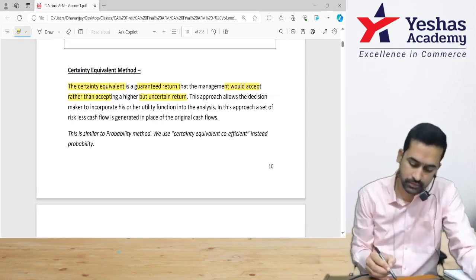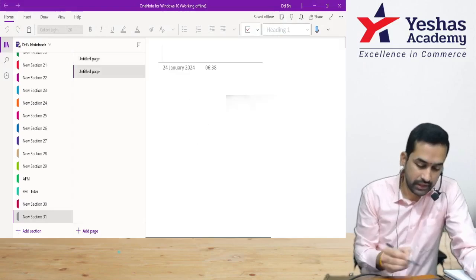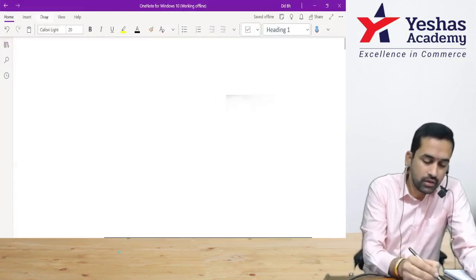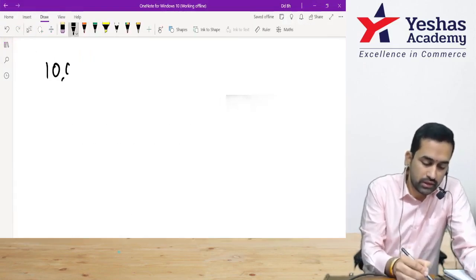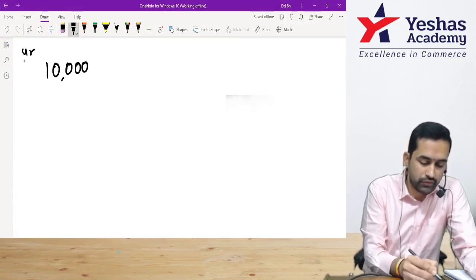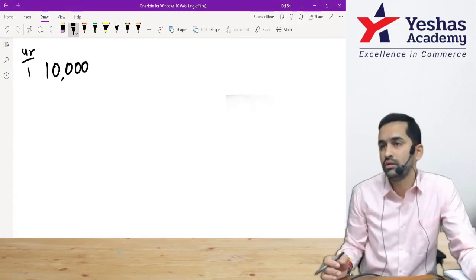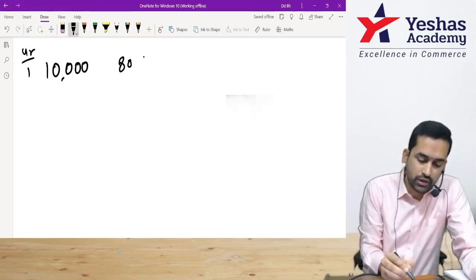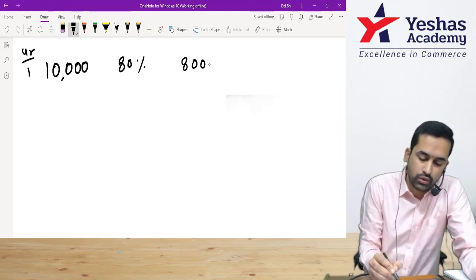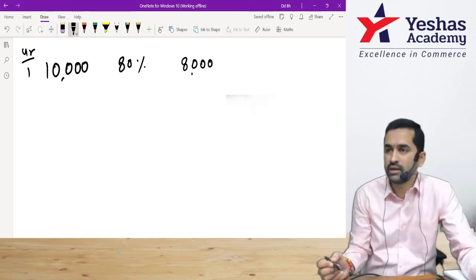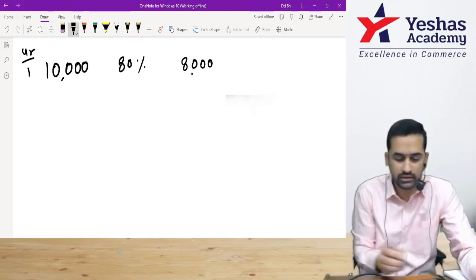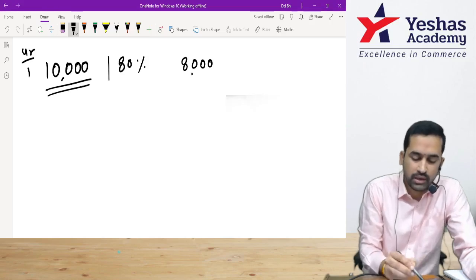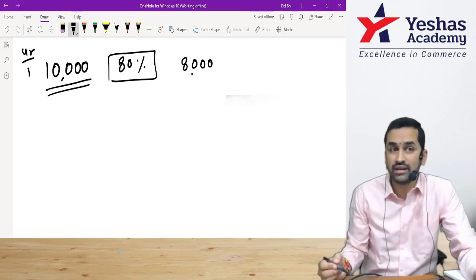What is the meaning of this? Instead of saying that we are going to earn 10,000 rupee cash inflow at the end of year 1, if we are not sure, if we are only 80% sure, it is better to count only 8,000 as expected cash flow at the end of year 1. This is a high cash flow, but it is not a certain cash flow.